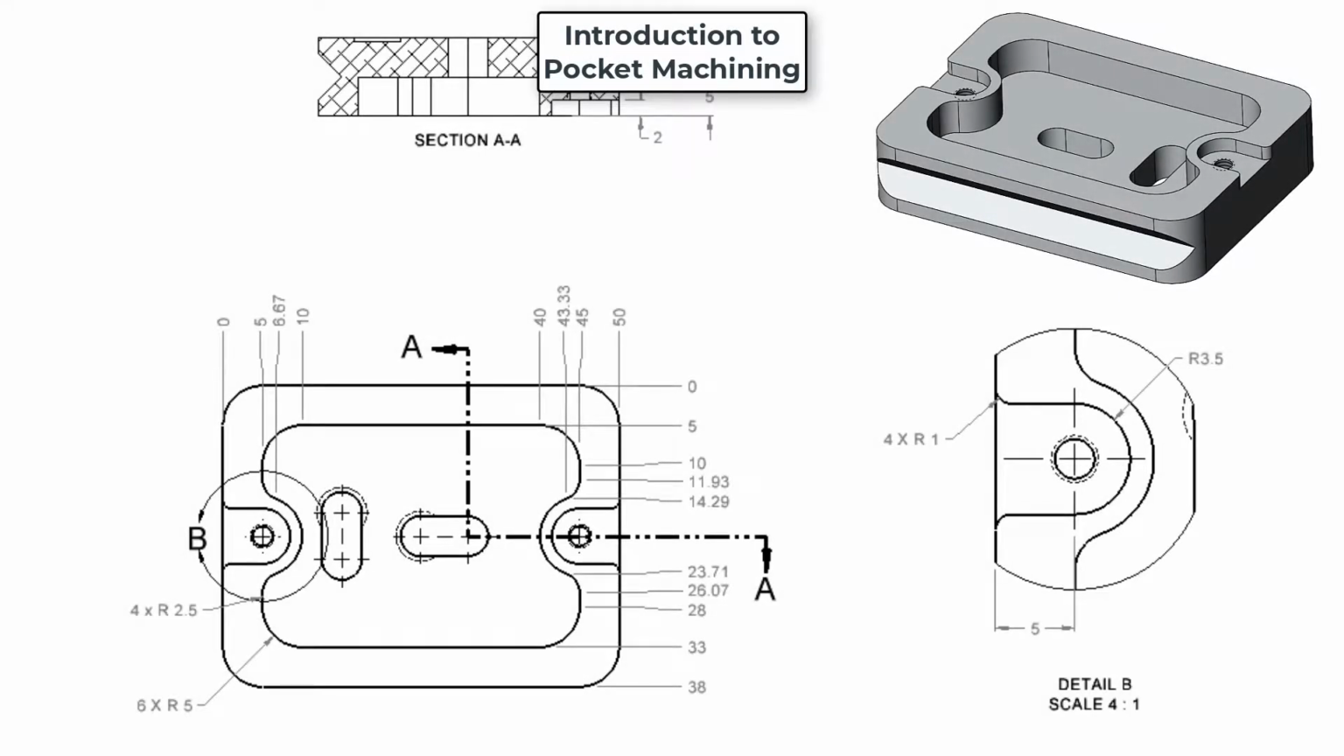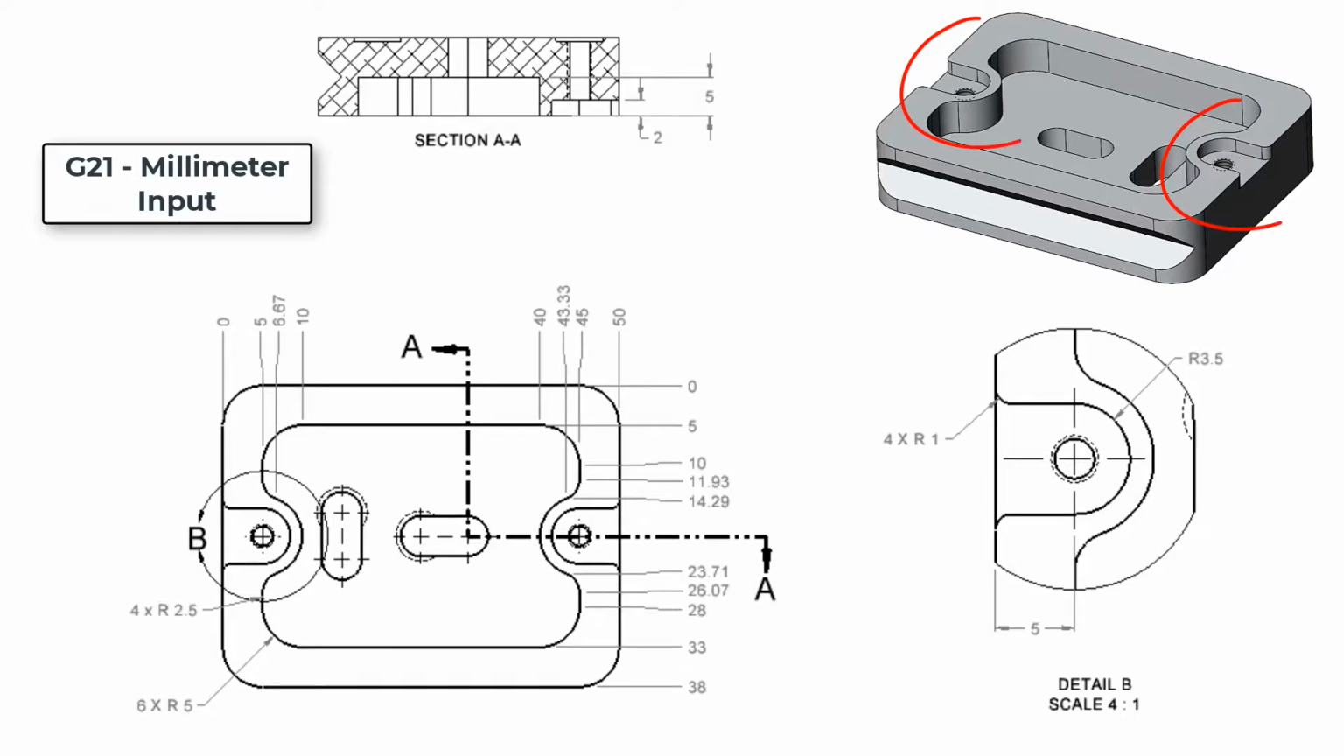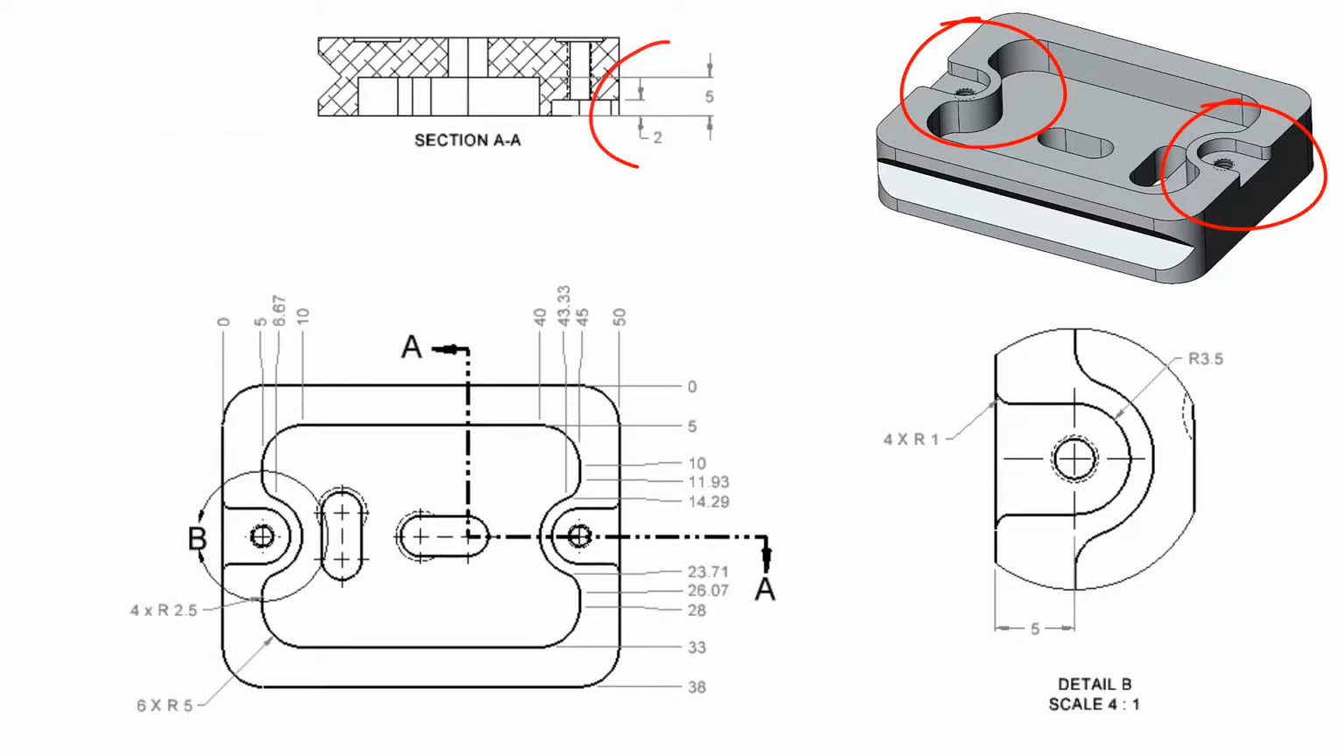Next in this video series, I'll demonstrate how to machine pockets, and I'll now switch to working in metric because up until now I've been working in inch. So first, I'll start by coding these two open pockets, which are 2 millimeters deep. Then I'll program the larger 5 millimeter deep pocket.